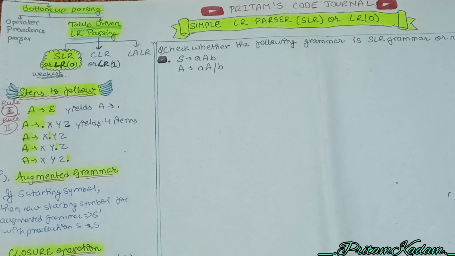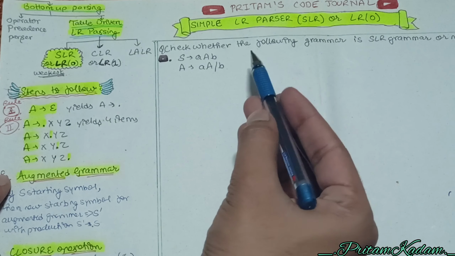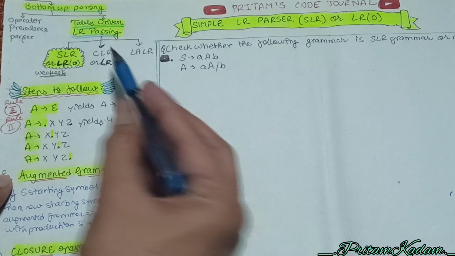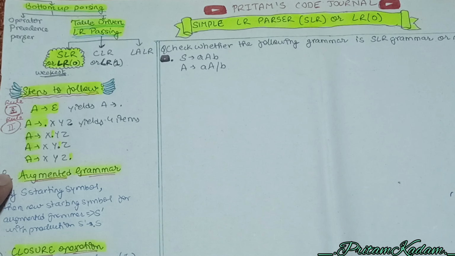Hello everyone. So in this video we will solve an example of simple LR parser, which is SLR, or we can say LR0. We have this example and we know it is in the bottom-up parsing, in the table driven LR parsing. Okay, so steps to follow.